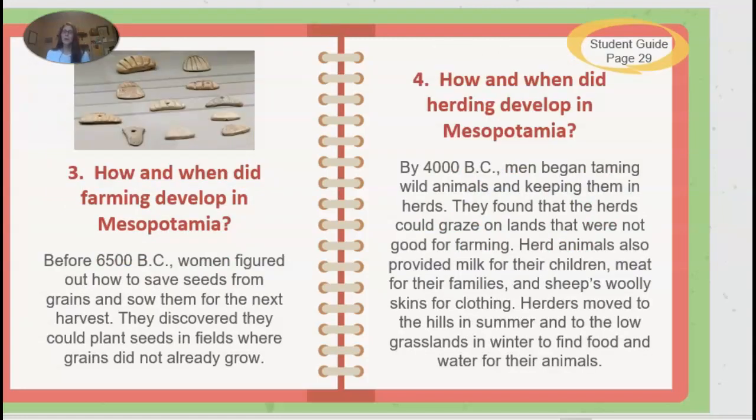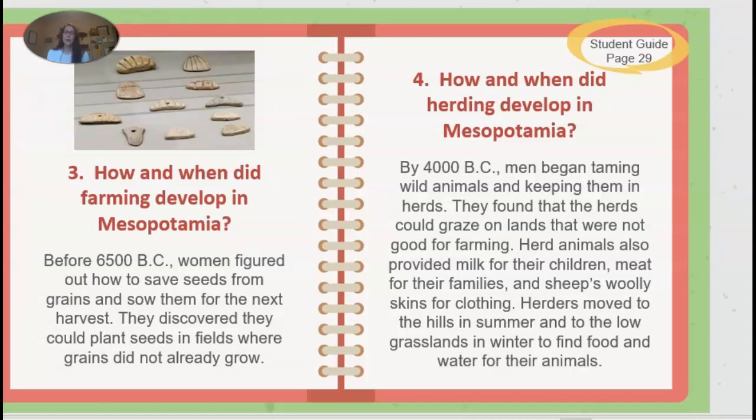Question number 3. How and when did farming develop in Mesopotamia? Before 6500 BC, women figured out how to save seeds from grains and sow them for the next harvest. They discovered they could plant seeds in fields where grains did not already grow.